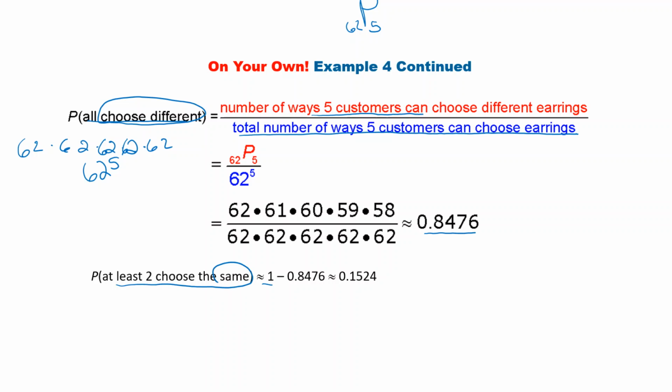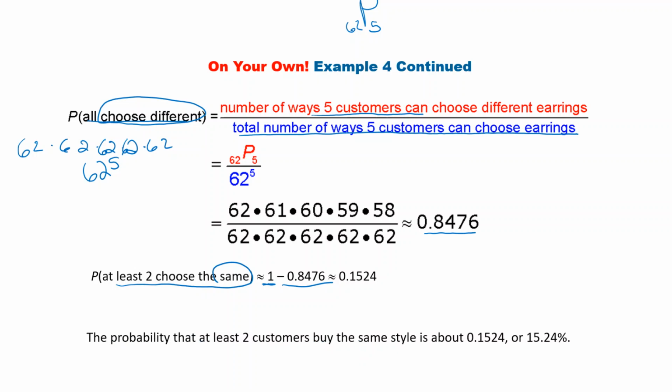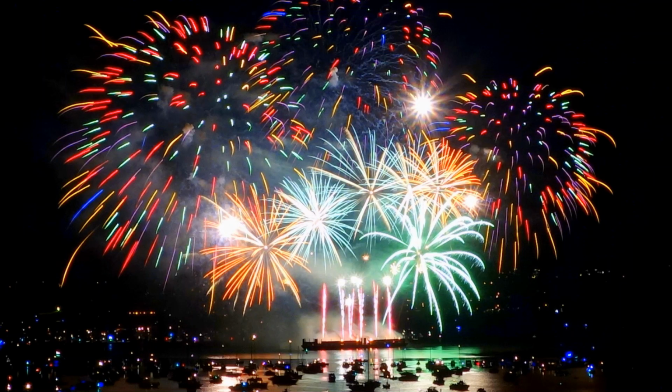So I'm going to say 100% minus 0.8476, and that leaves me with 0.1524. And the conclusion is that the probability that at least 2 customers buy the same style is about 0.1524 or 15.24%.